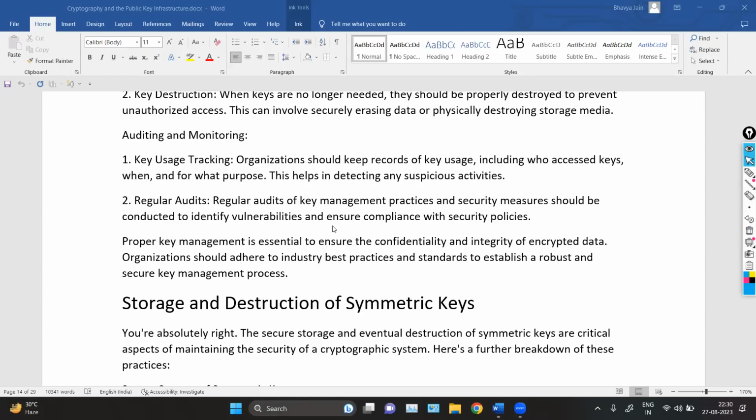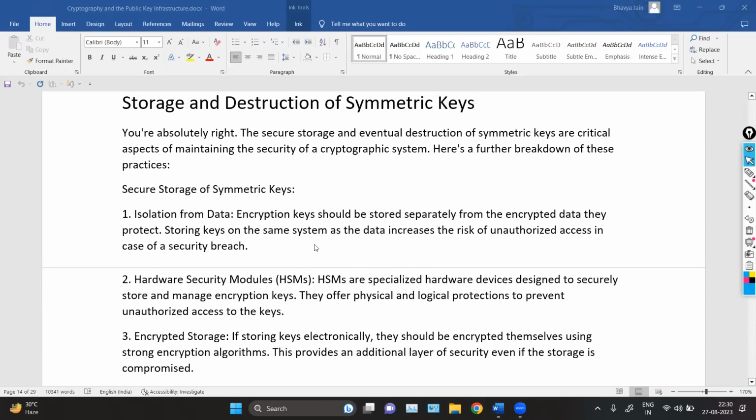Then we have storage and destruction of symmetric keys.